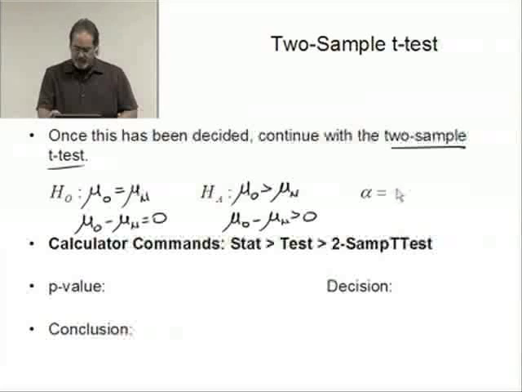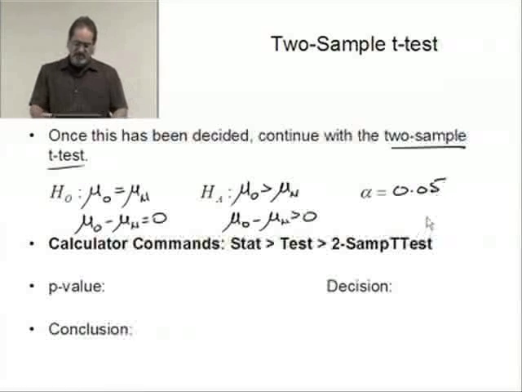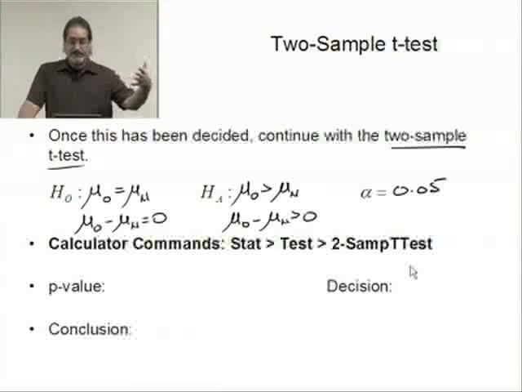Alpha, I'll stay with 0.5. There's no reason to change it. There's nothing in the problem that said at a different significance level. And I'm talking about blemishes, so to me, 0.5 is fine. I don't really need to worry about at the 0.1 level or something like that. It's not that hugely important. I mean, it's an important process, but I'm not going to dwell on that too much.